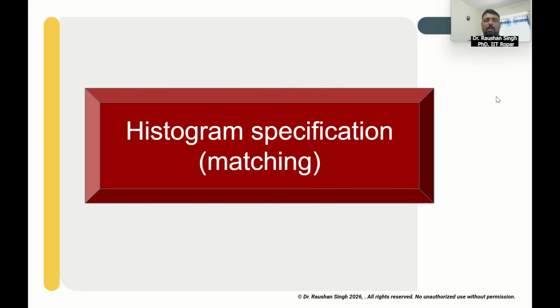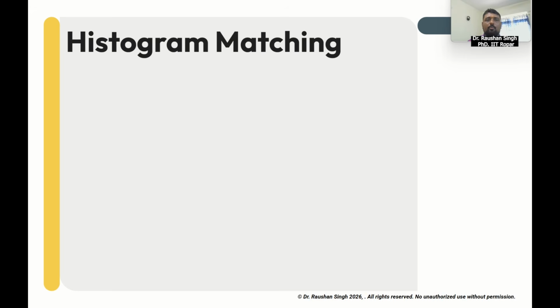If you know histogram equalization, doing histogram specification or histogram matching is much easier. Histogram matching and histogram equalization are very important techniques in digital image processing, because they are a little confusing. Because of that, they are much in demand, because practically also you can implement them in real time. Okay, moving forward.